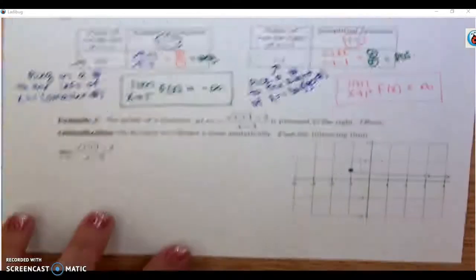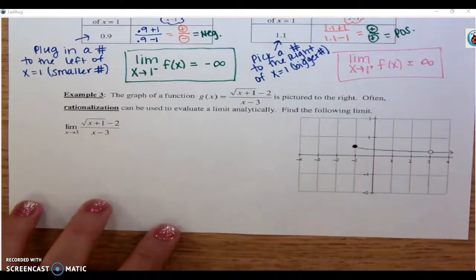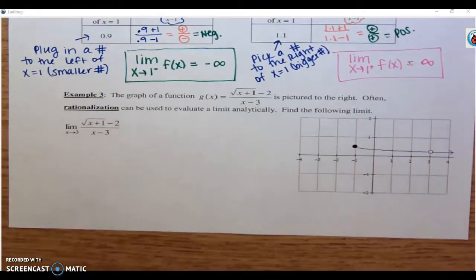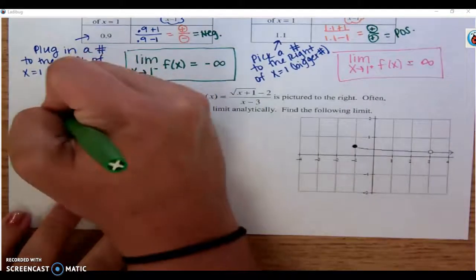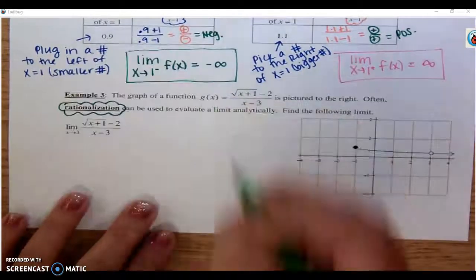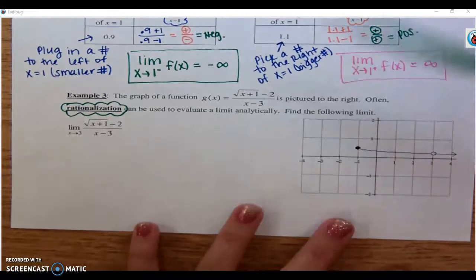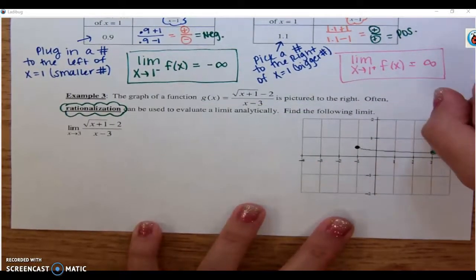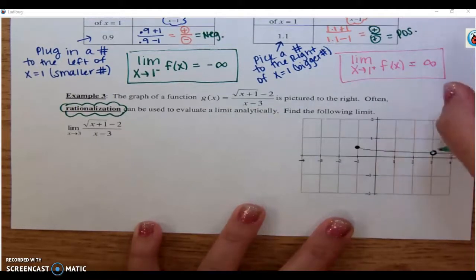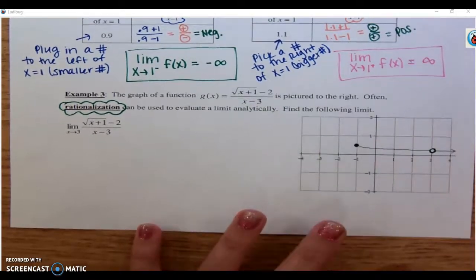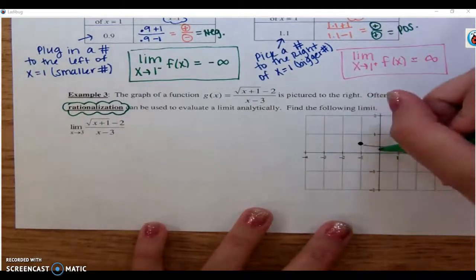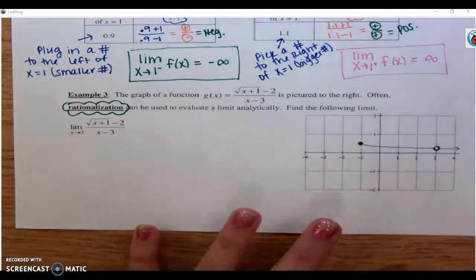All right, another type, for example 3, is when we have square roots involved. It's a technique called rationalization. You should have heard this before at some point, but we're going to use it for a limit. So just to look at this, the limit as x approaches 3, they gave us the graph that goes with it. If you come in from the left and you come in from the right, we do get a y value. So there is an answer. It looks like it's a little less than 1/2, so somewhere around there.